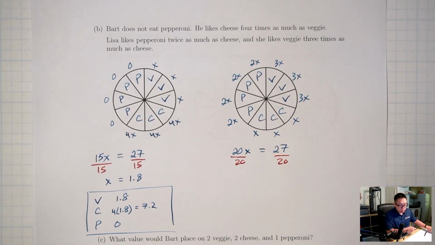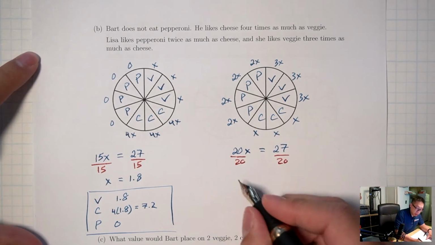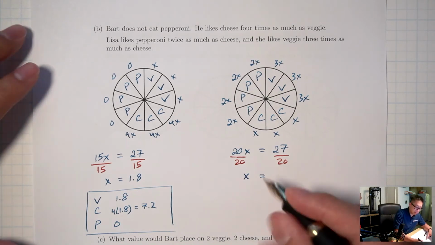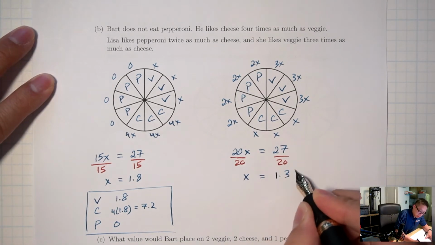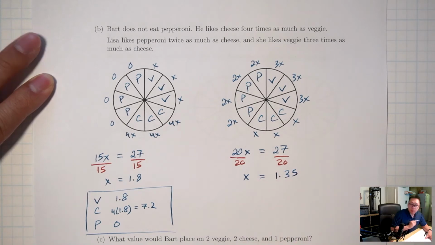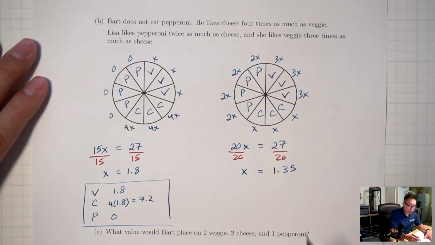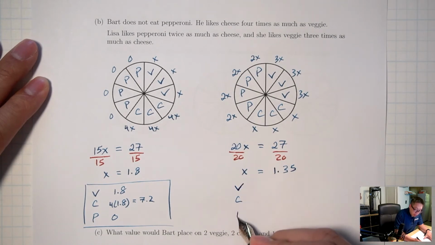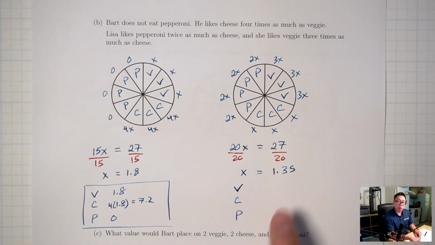On the left side, the 20s will cancel out, and you'll just have regular x. On the right side, 27 divided by 20 is 1.35. Right, so now we can write the value of each slice for Lisa. We have veggie slices, we have cheese, and we have pepperoni. The 1.35 is the value of which slice?